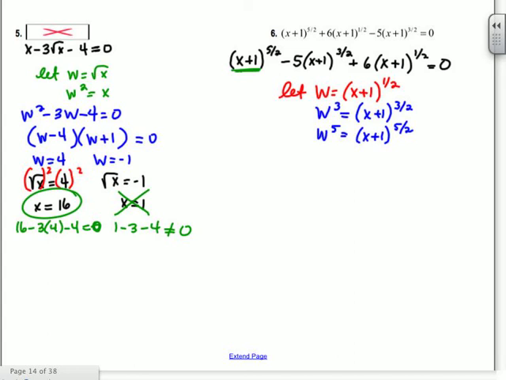Now the thing people get confused on is for some reason they still want to write x plus 1, only they'll write w plus 1 to the 5 or something weird. You've gotten rid of this x plus 1. The x plus 1 to the 1 half was w. So if I have x plus 1 to the 5 over 2, that was w to the 5th. So don't make it harder than this. So w to the 5th minus 5w to the 3rd plus 6w equals 0.